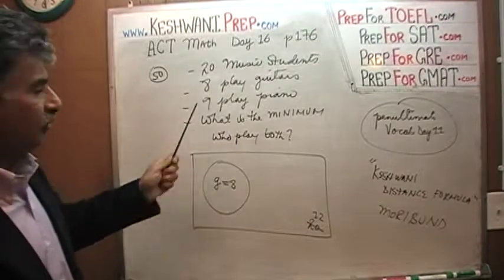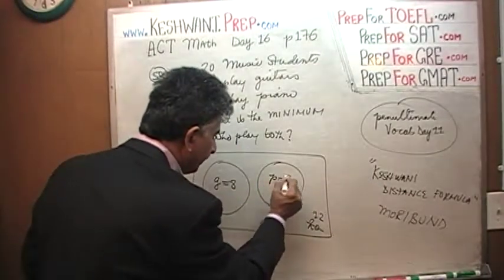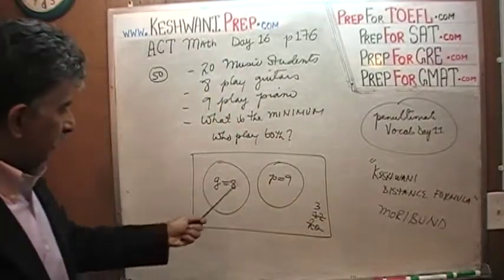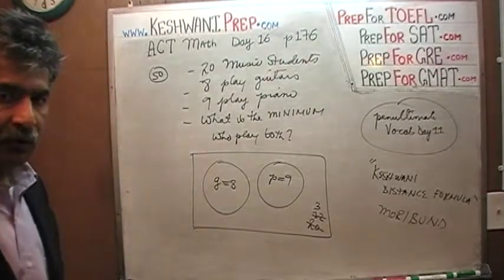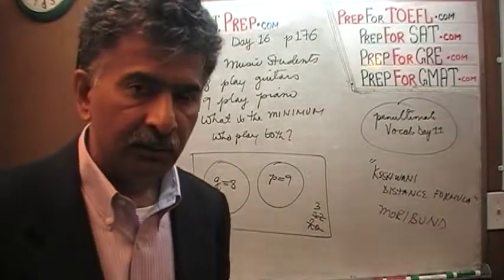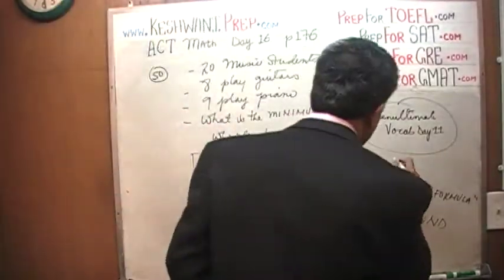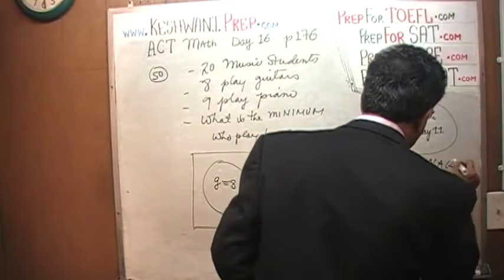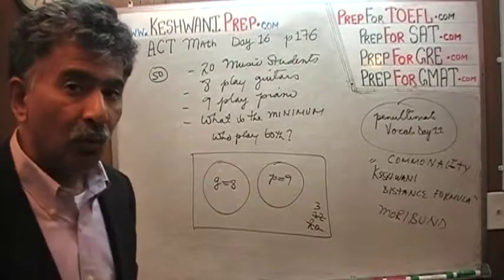And then we have 9 students who play piano. Here's our piano, which is 9. Once we do that, the 12 becomes 3. And do you see any overlapping portion? Do they have any common area? Do they have any commonality? Then the noun of common would be commonality. Do they have any commonality? The answer is no. They have no common area.